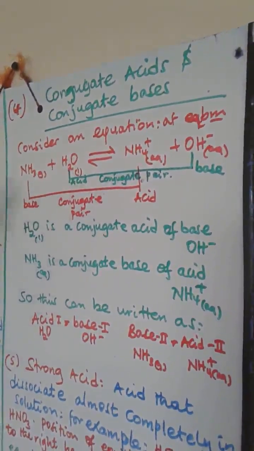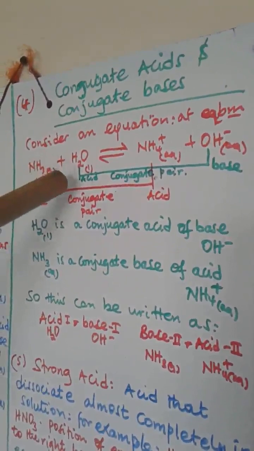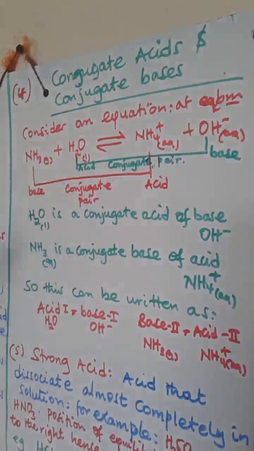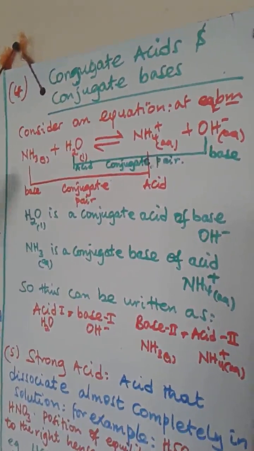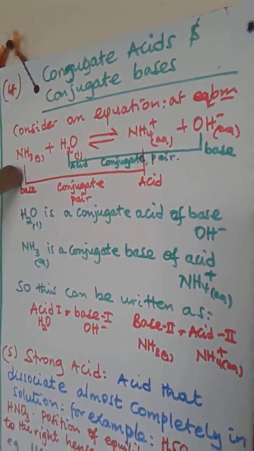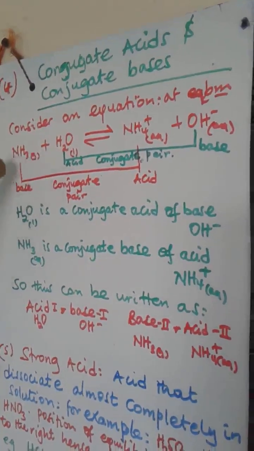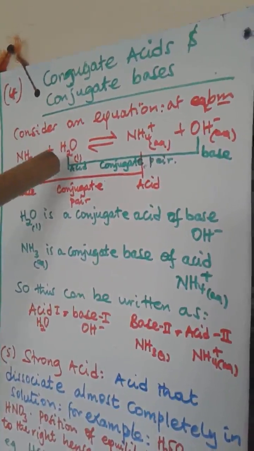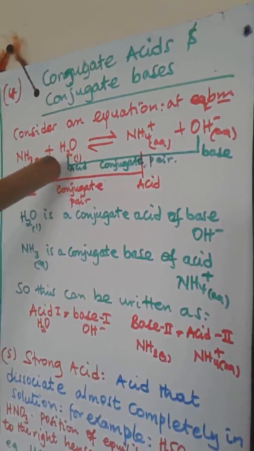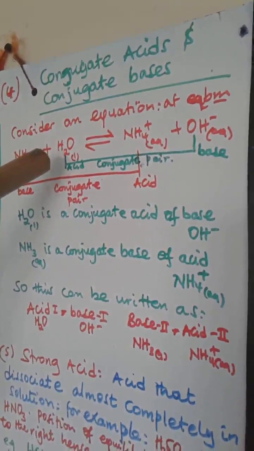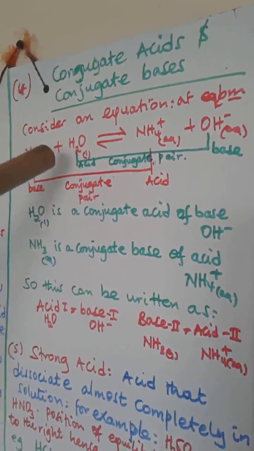But we want to see. Now, if I have ammonia reacting with water to form NH4+ and OH-, I will check. In this case, ammonia is a base. It's accepting a proton from water. Then water is an acid, it is donating a proton.